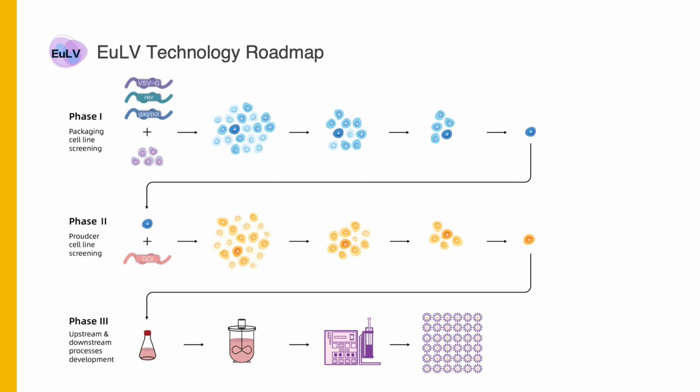In phase 2, the customized GOI is doubly inserted into the genome of the best clone of the EuLV packaging cells to construct the producer cells, and the monoclonal cells are screened and tested. In phase 3, the EuLV producer cells are cultured on a large scale in a fed-batch manner, and the lentiviral vectors are produced when the inducer is added.